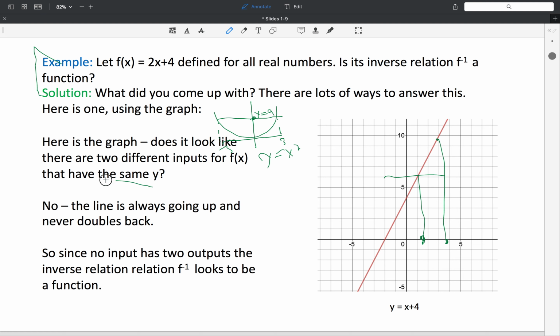Okay, so again, just to summarize, the line is always going up and it never doubles back. Like here, it's going up, but it's going up in 2 directions. Here, there's no doubling. I'm just going to say it never doubles. This doubles here. Since no input has 2 outputs, I think it's a function. Looks to be a function, and the answer is yes. It is a function. Okay, so that's one way to think about it. Look at the graph and see if you can get information.